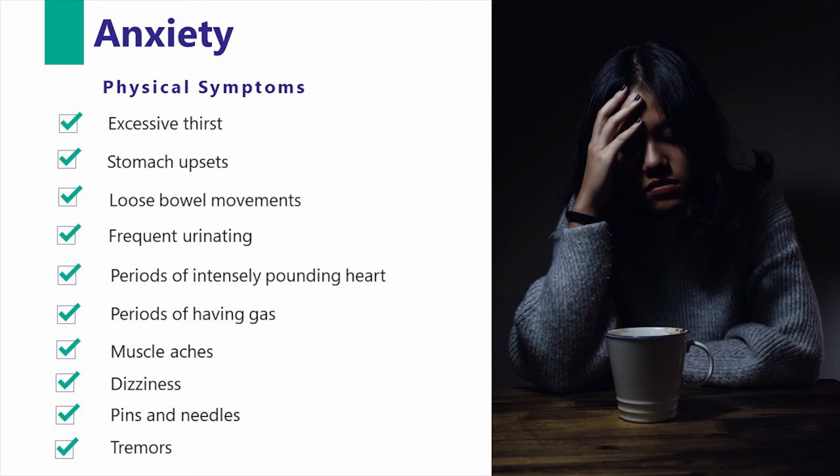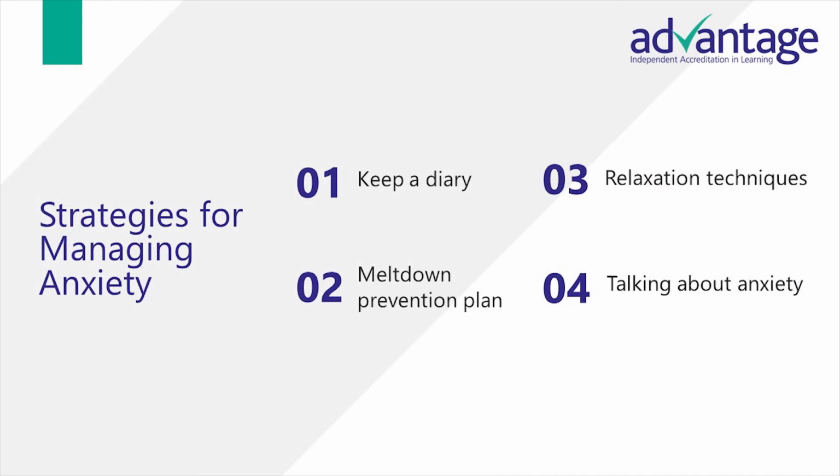Anxiety can be a very difficult thing for people with ASD. Here are some strategies for managing anxiety. You can keep a diary, create a meltdown prevention plan, think about relaxation techniques, and also talk about anxiety. To help someone with autism understand anxiety, get them to understand the symptoms they display when they're anxious and to look at the causes of their anxiety.